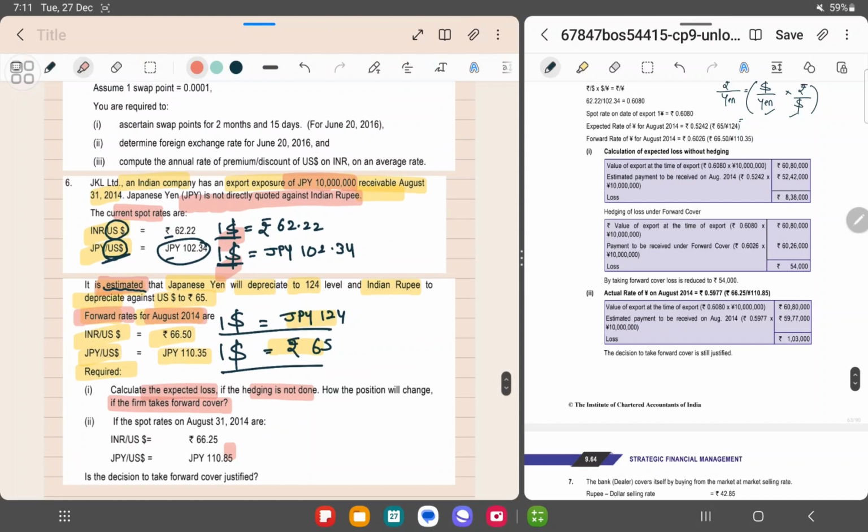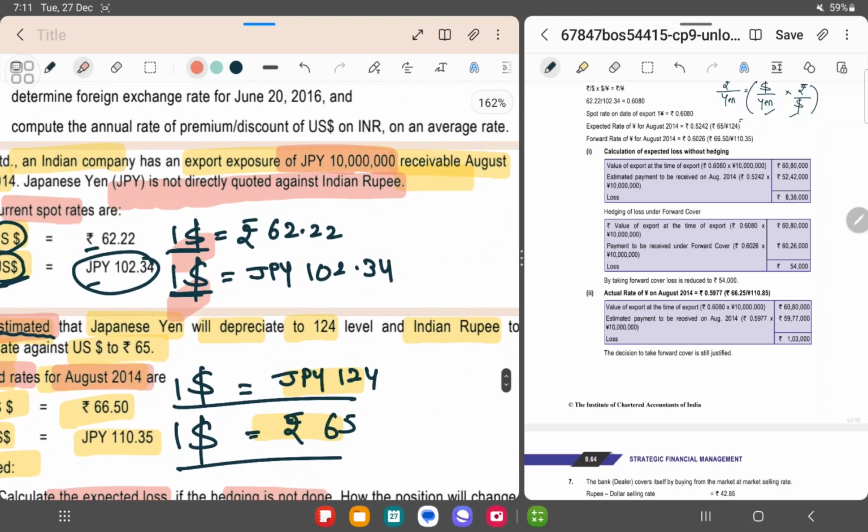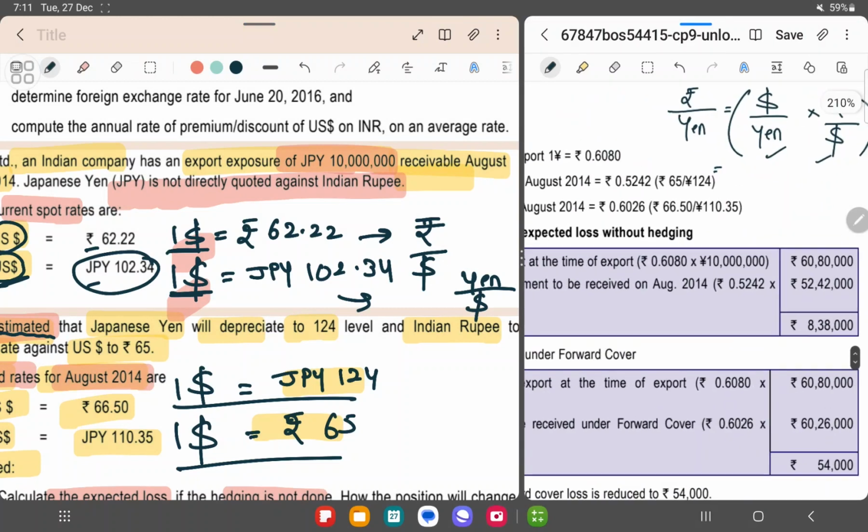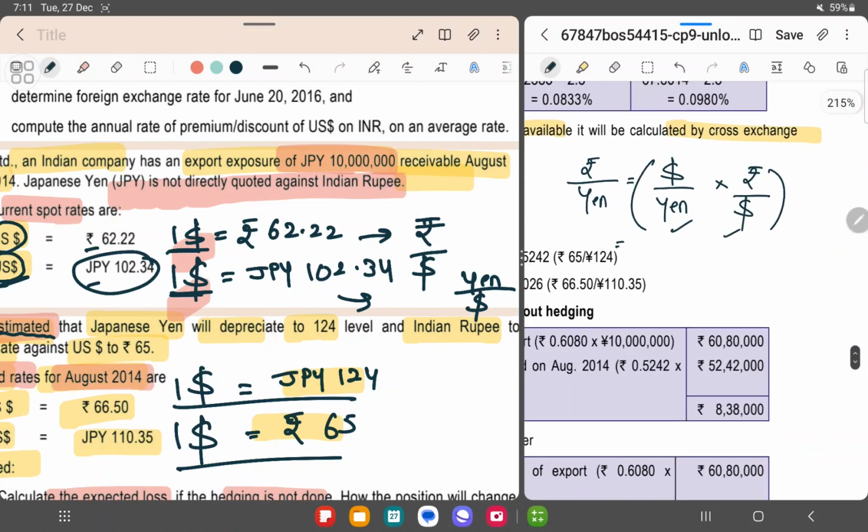See, this is the question. So this is rupee upon dollar is what we have. Okay, and this is yen upon dollar is what we have. What I need is rupee upon yen. Rupee upon dollar is something I need. I have that, so I'll take that.